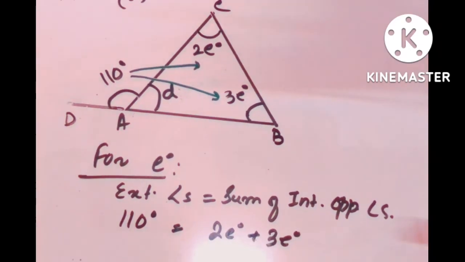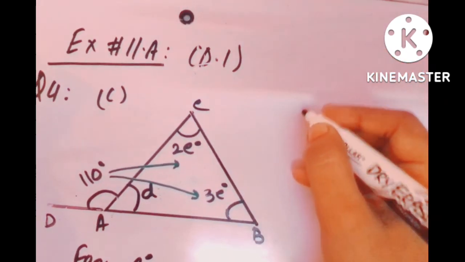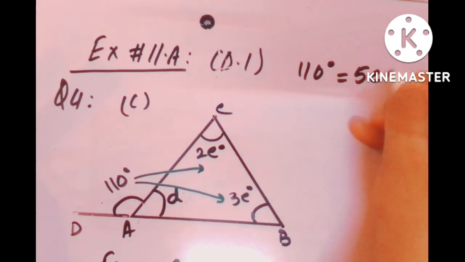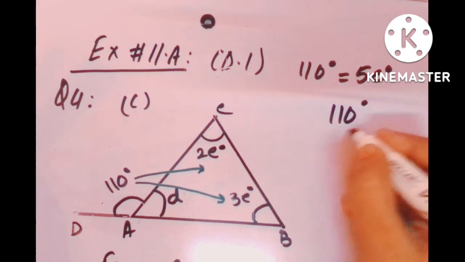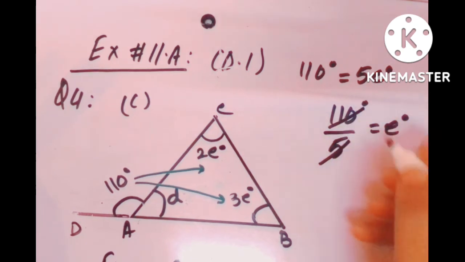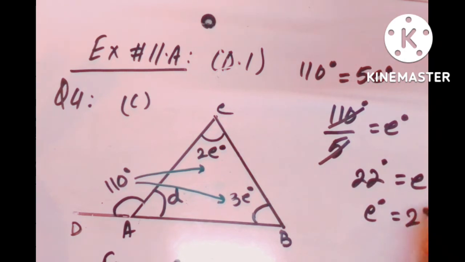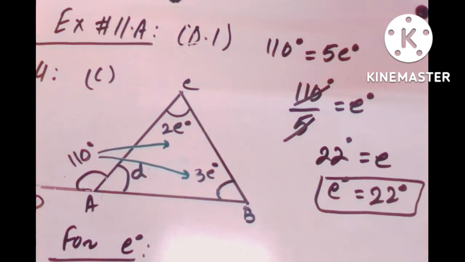So 2E and 3E can be added together. It will be 110 degree equals 5E. The 5 will be divided here. It will be 110 degree divided by 5 equals E degree. By dividing them, you will get the value, that is 22 degree. It can be written as E is equal to 22 degree. That is the second method by which we find the value of E.